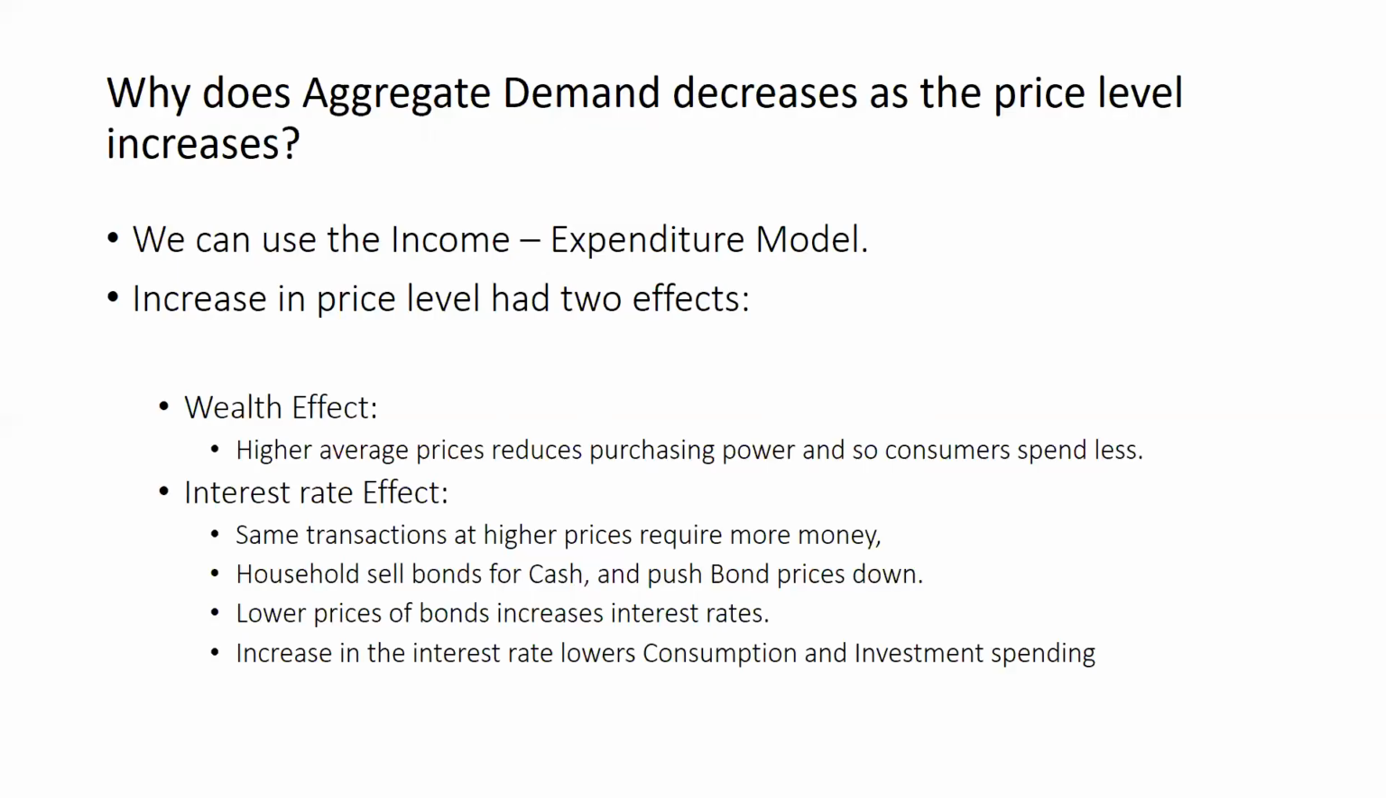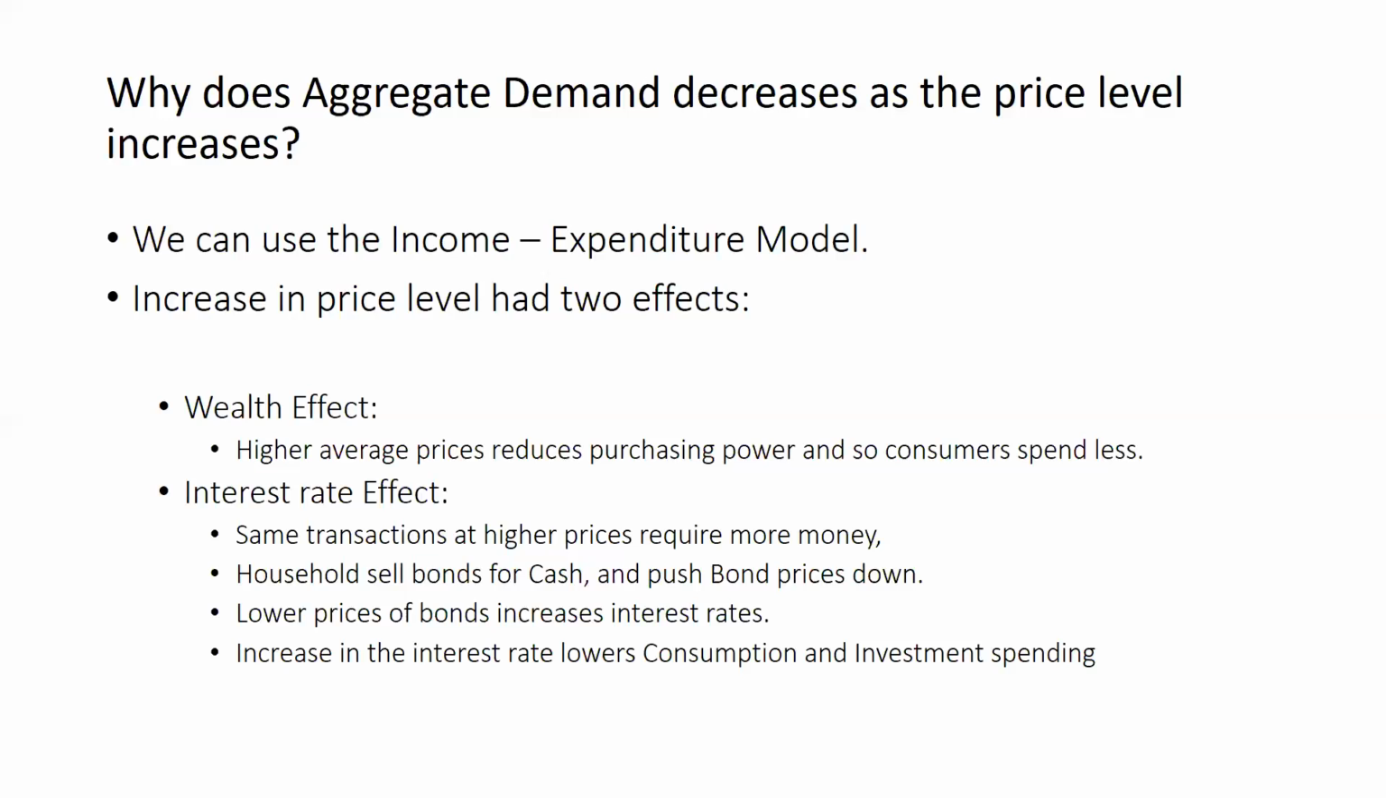Now, there's another effect, which is a little bit more indirect, which we could call the interest rate effect, which has to do with more monetary factors, as follows. If prices go up, the same number of transactions will require more money. And so in order to obtain that money, where do households get it? They have an increase in their demand for money. They sell bonds. They have treasury bonds in their savings account. They sell those to get cash.